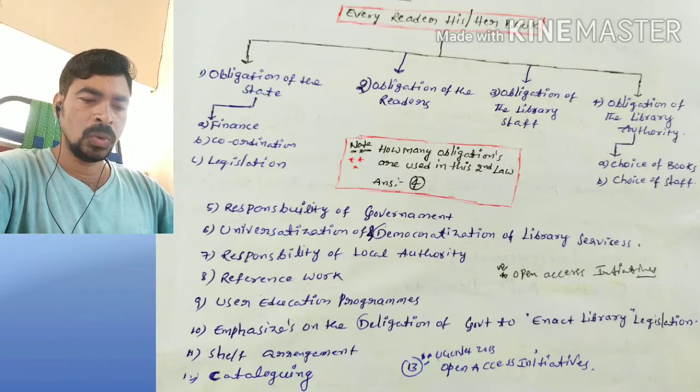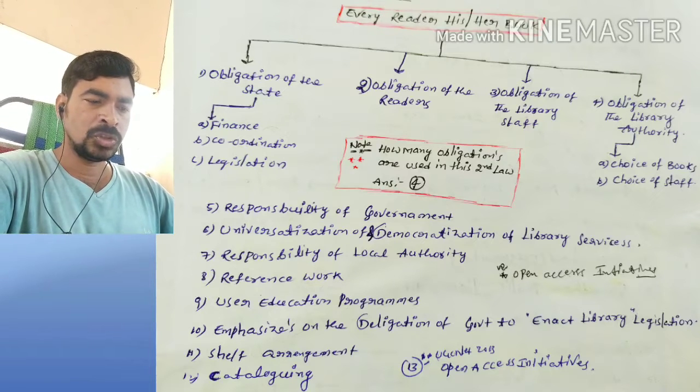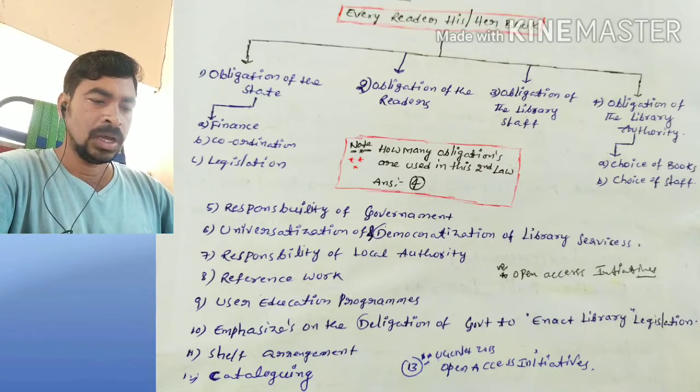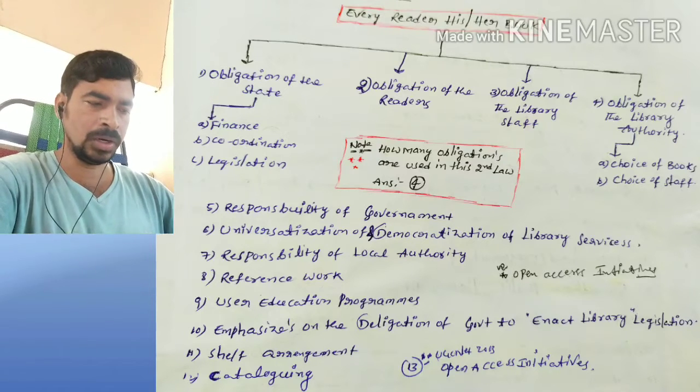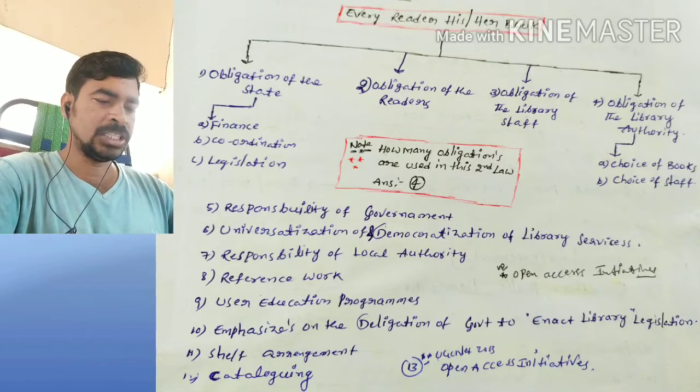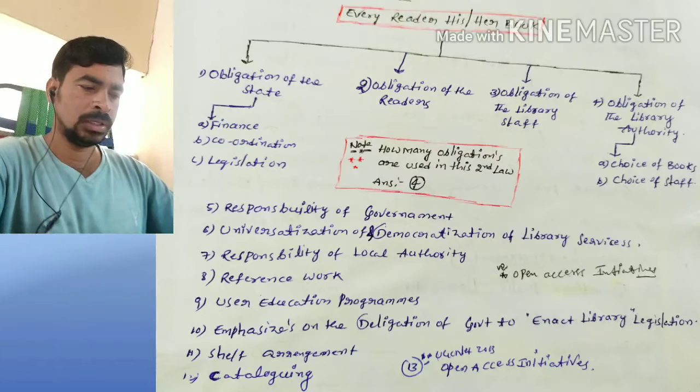In the library authority, 2 implications are there: choice of book, choice of staff. 2014 UGC NET question: how many obligations are there in this second law? 4 obligations: obligation of the state, obligation of the readers, obligation of the library staff, obligation of the library authority. Next, fifth one, responsibility of government.